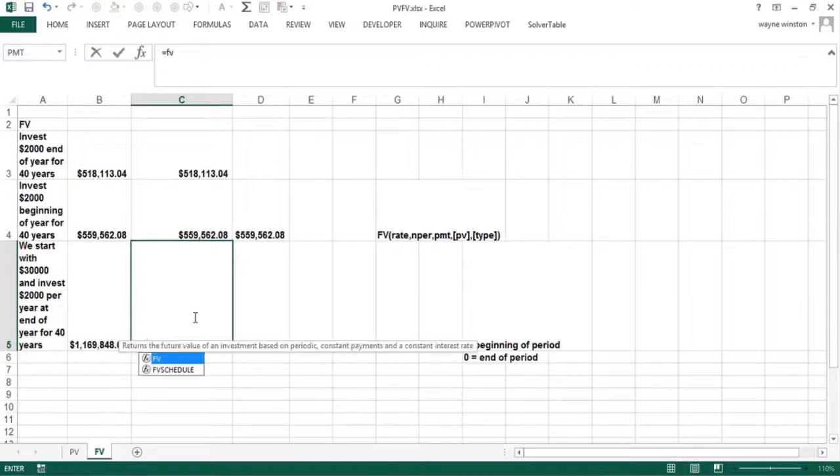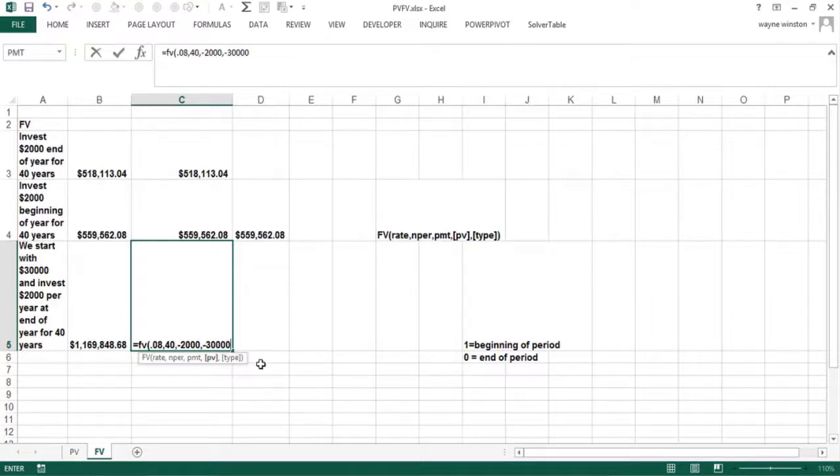So I do future value. It's 8% a year I'm getting, it's 40 years, and we're putting in 2,000 a year. Now, the present value is minus 30,000 because I had to put that in the bank. These have to both have the same sign, the 2,000 and 30,000. They could both be plus if you want; it doesn't really matter. But then you put 0 for end of the period. Okay, and what you'll have in 40 years is amazing, $1,169,000.